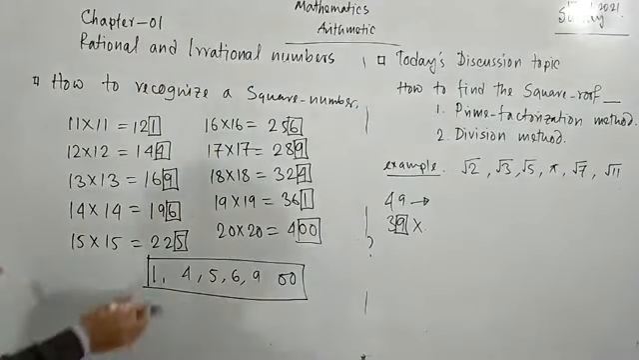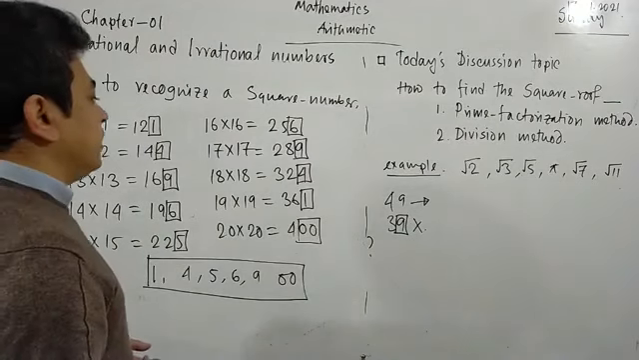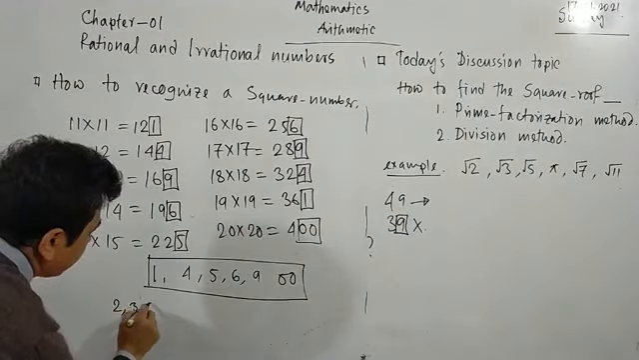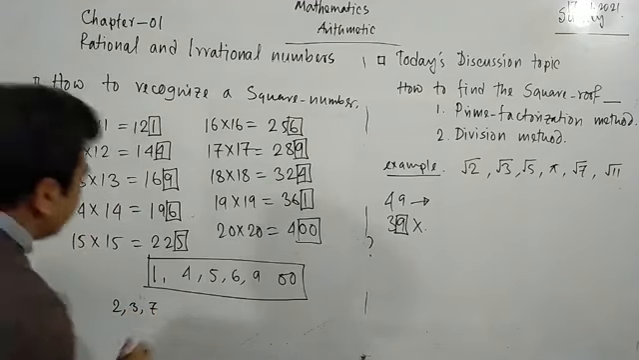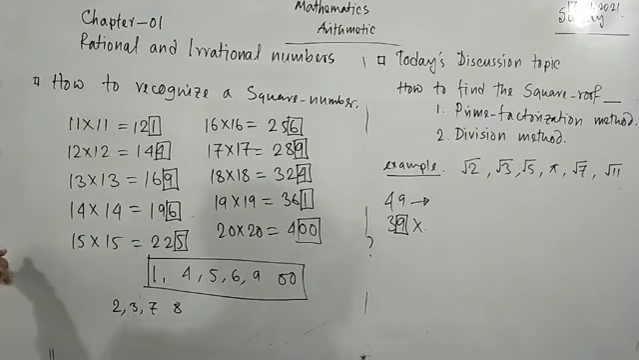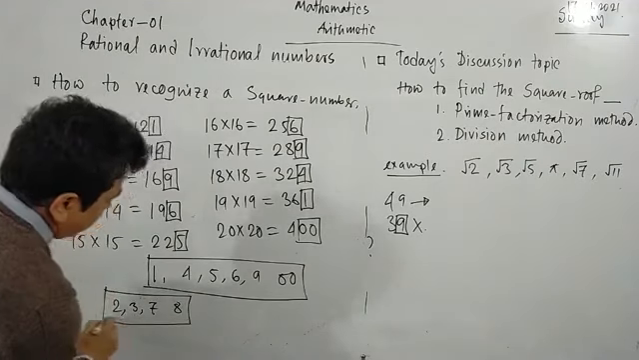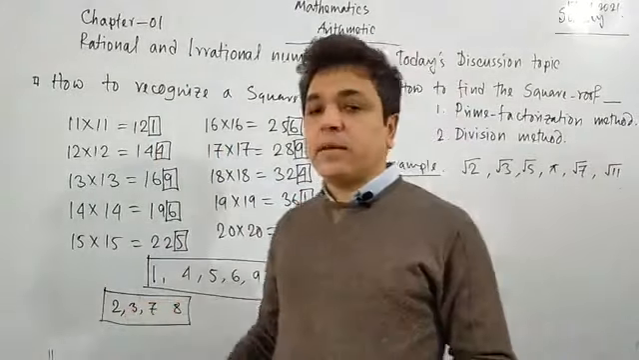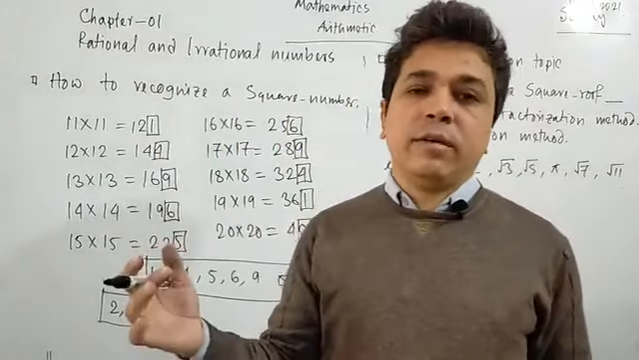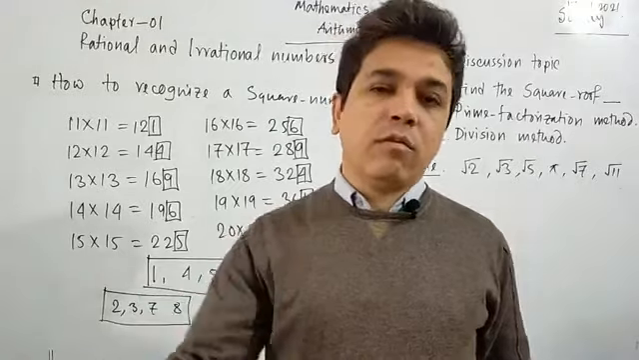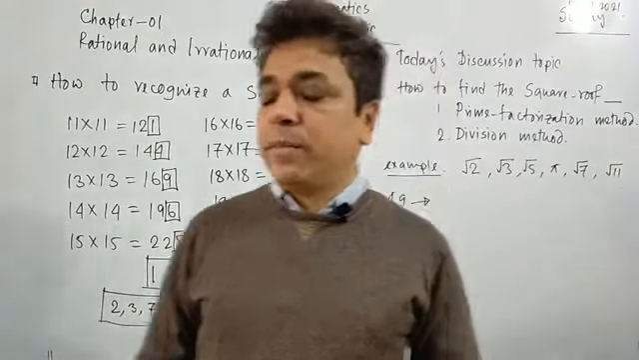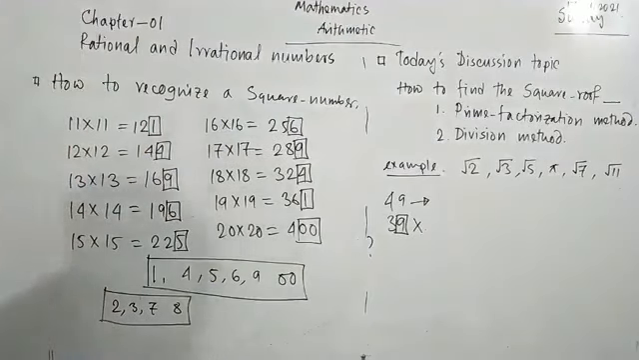All other numbers, the numbers which contain at the unit position, for example 2, 3, 7, 8, those numbers can never be a square number. Never. Easily we can cancel them. Those numbers which contain at the unit position or ones position 2, 3, 7, and 8, those numbers can never be a perfect square number. I hope all of you understood.